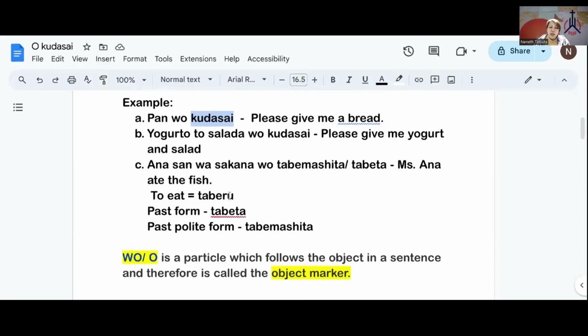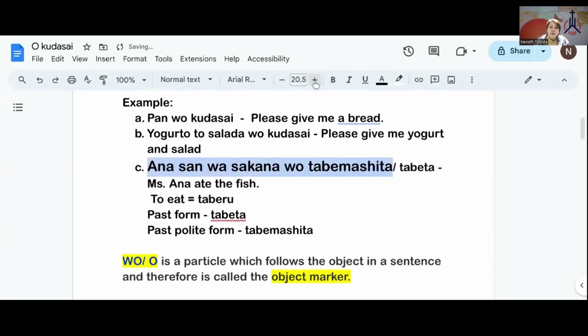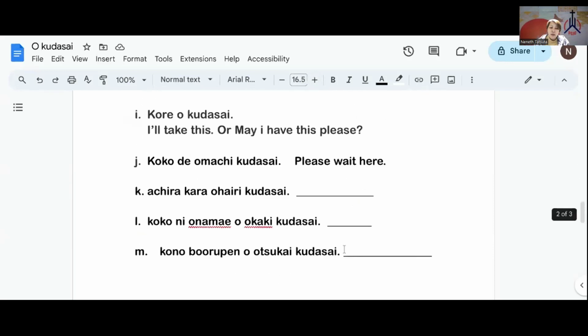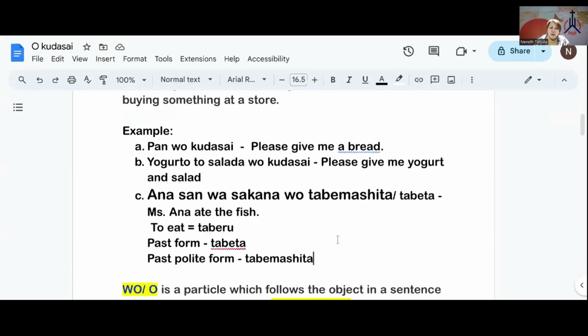So for example, in our example, Ana-san wa sakana o tabemashita. Ana-san wa sakana o tabemashita. So this is our, wait, I have an example. Okay, wait.